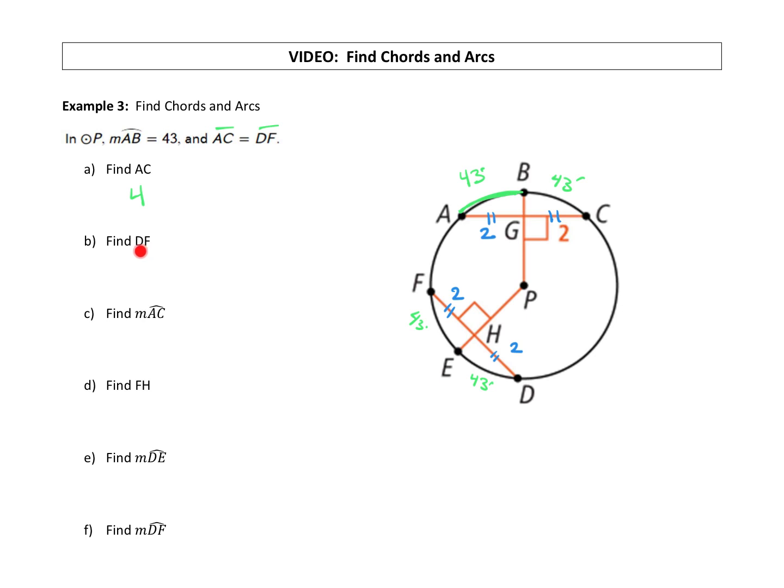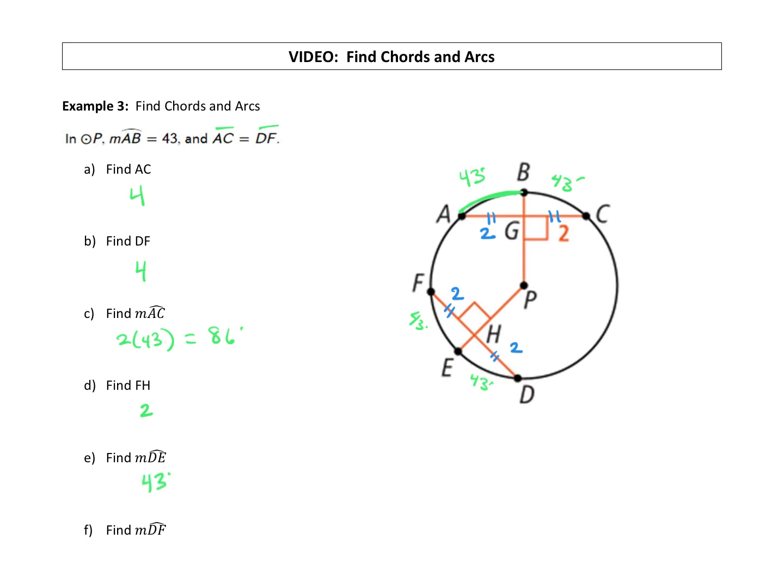Find DF. Well, up here we said AC was equal to DF. Also, if we look at DF, we can see it's 2 units, 2 units. So DF is 4. Find the measure of arc AC. So from A to C is that 43 doubled. So if we just double the 43, we're going to get an 86 degree arc. Let's see, find FH. So from F to H, we already talked about why that is 2 units. So FH is 2. Next is find the measure of arc DE. So from D to E, 43 degrees.